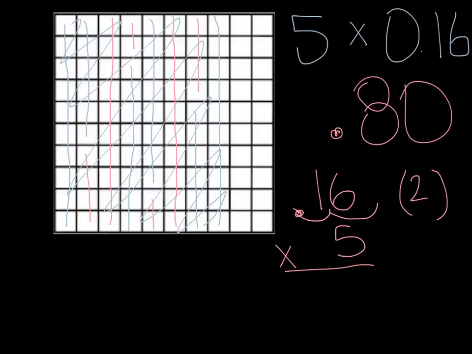So 6 times 5, 30, 0, carry my 3, 5 times 1 plus 3, 8. Clean house, and I would need to move my decimal back in. 1, 2, 80 hundredths. I am correct.